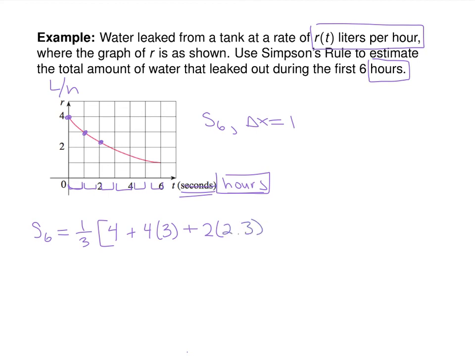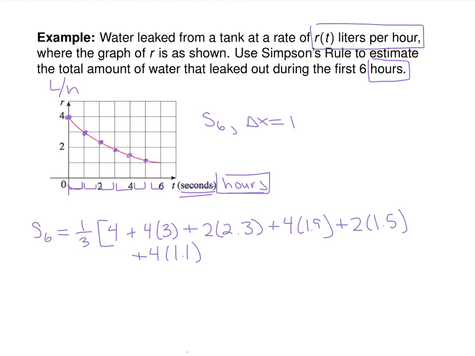On questions like this, WebAssign has a tolerance for how much right answers can be off. Next, when you plug in 3, you get about 1.9, so plus 4 times 1.9. When you plug in 4, I figured that was about 1.5, so 2 times 1.5. When you plug in 5, say 1.1.